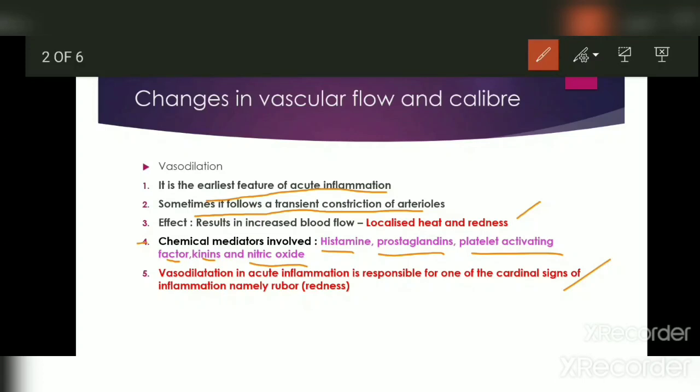So vasodilation is the earliest feature of acute inflammation. It sometimes follows a transient vasoconstriction. The effect is increased blood flow resulting in localized heat and redness. The chemical mediators which are involved are histamine, prostaglandins, platelet activating factor, kinins and nitric oxide. And vasodilation leads to rubor or redness, which is one of the cardinal signs of acute inflammation.